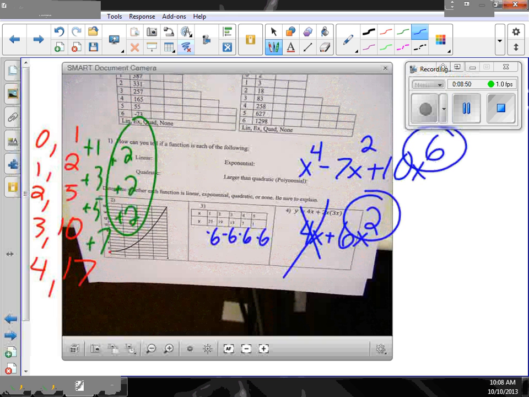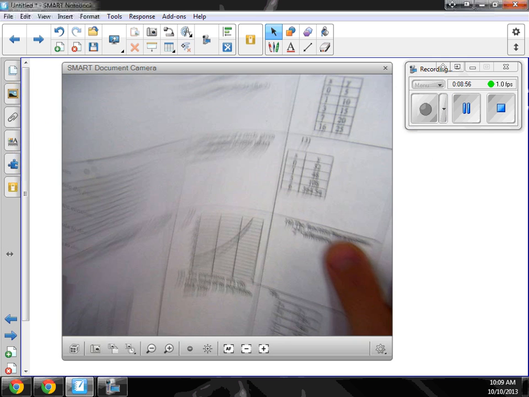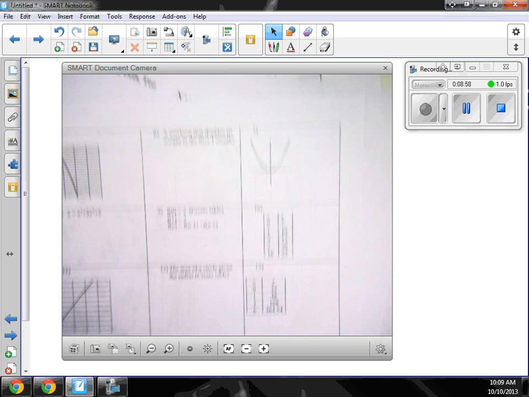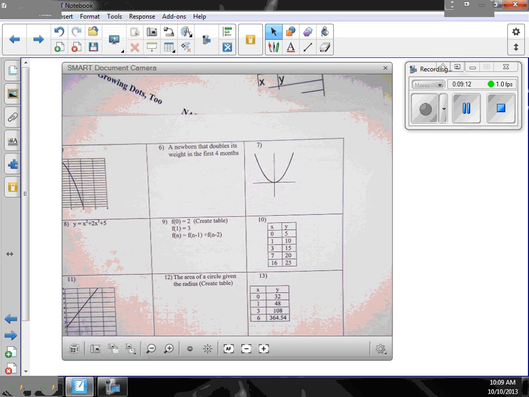Okay? I want to give you just a few hints for your homework tonight. Turn the page over. Look at number 7. What do we know about number 7? Nothing. We can't tell without the numbers. It looks quadratic, but you can create an x to the fourth that looks like a quadratic. So without the numbers, we don't know.